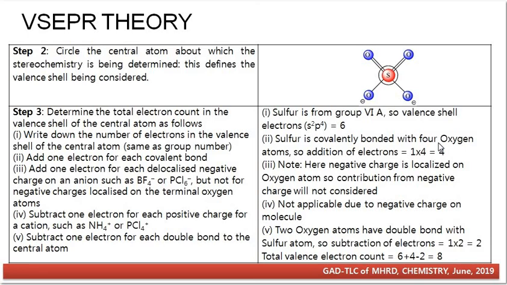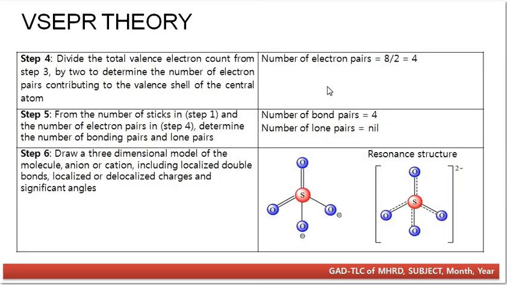We will count one for each covalent bond, then the total contribution is 4 electrons. Here you can see the 2 oxygen atoms are double bonded with the sulfur atom, and we will subtract 2 from the total valence electron count. Then the total valence electrons will be 6 plus 4 minus 2, that will be 8. Now we will calculate the number of electron pairs by dividing total valence electrons by 2. We will count 4 electron pairs.